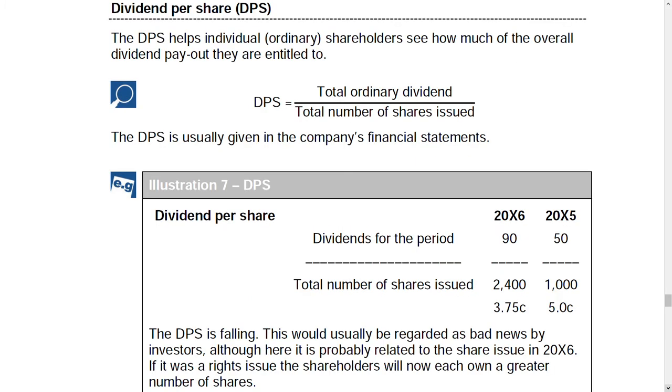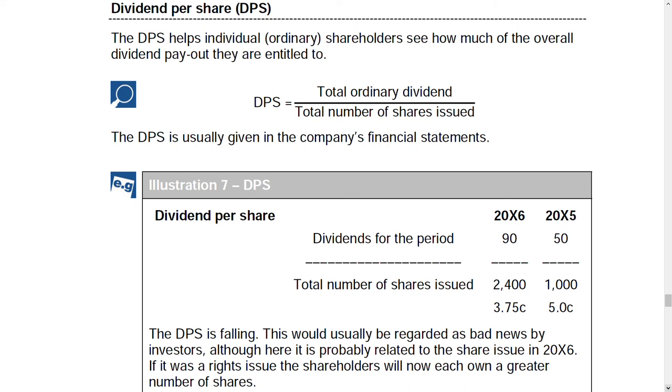Next, we have dividend per share. Dividend per share helps individual ordinary shareholders see how much of the overall dividend payout they are entitled to. So, total ordinary dividend divided by total number of shares issued. It is usually given in the company's financial statements. So, what was the dividend for the period? It is 90 and 50, the ordinary dividends. And then total number of shares issued, same, 2400 and 1000. And this is also in cents.